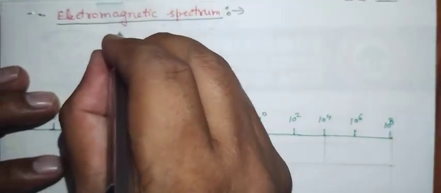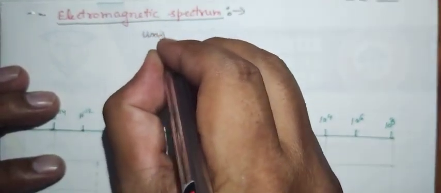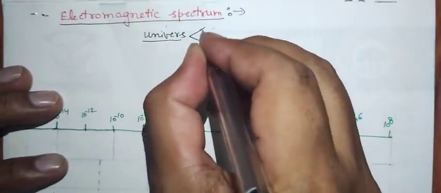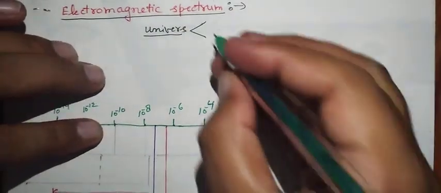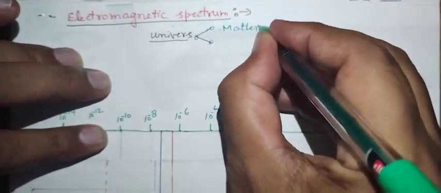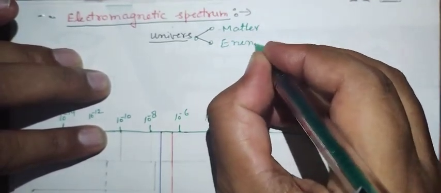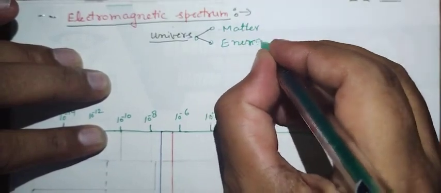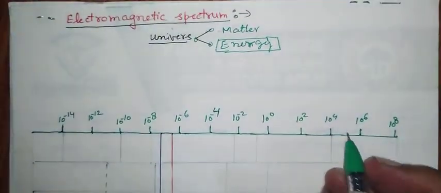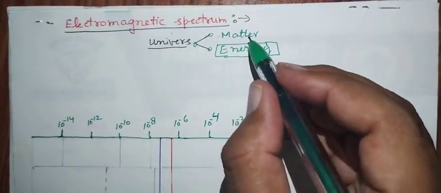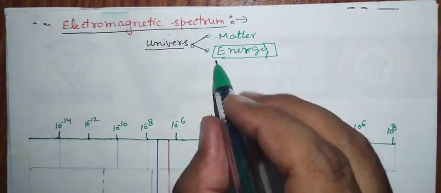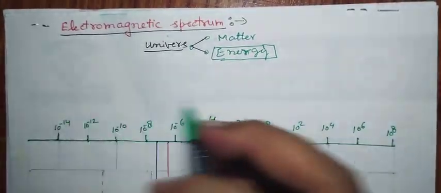Since we know that the universe is only composed of two things. These two things are matter and energy. Matter we have seen in mechanics in detail, but the electromagnetic spectrum speaks about energy available in the universe.